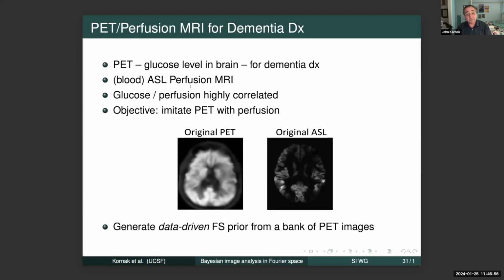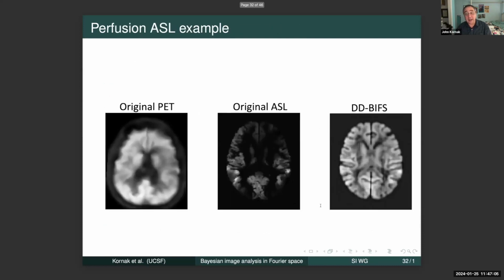Over on the left, you see an original PET and a corresponding perfusion map. And here's what we get when we play around with a data-driven BIFS prior that comes from PET to help reconstruct the ASL. And you get, as you would expect, some kind of combination between the two.